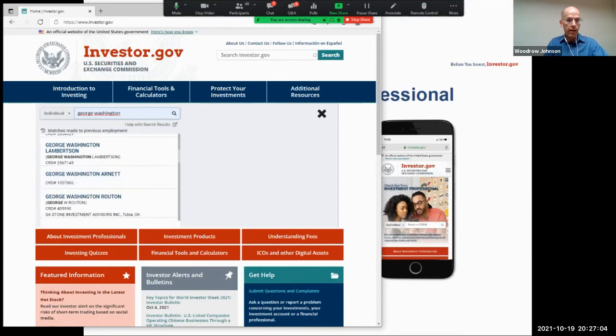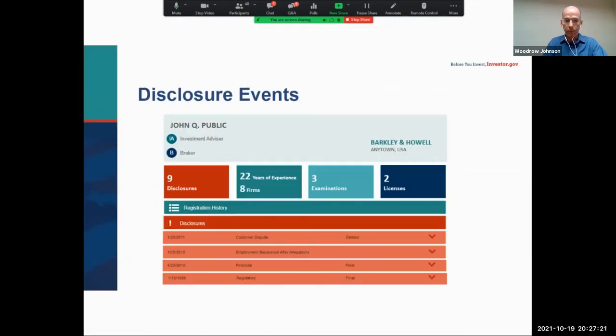If the person you're talking to is not licensed, go somewhere else, because anyone that's selling investments, securities, stocks, bonds, mutual funds, ETFs, they have to be registered. And if they're not, that's a red flag. Go somewhere else.